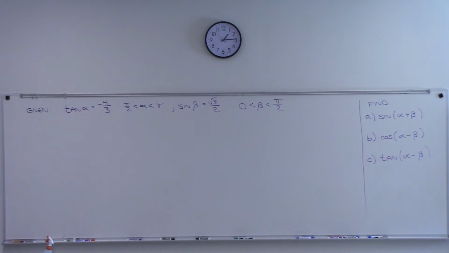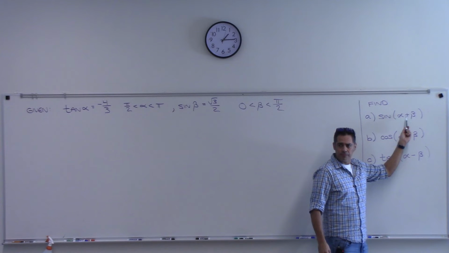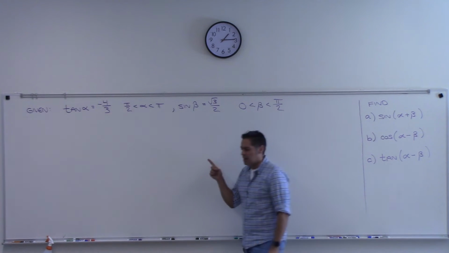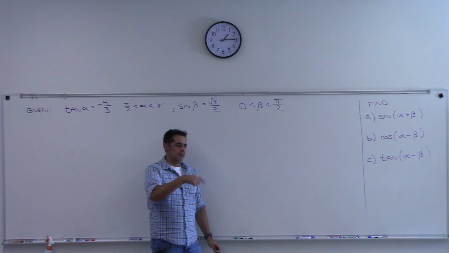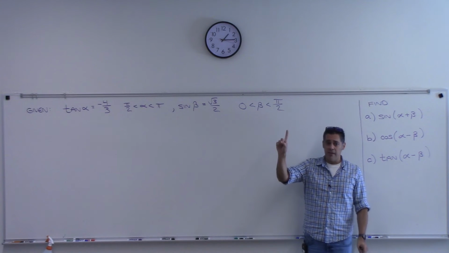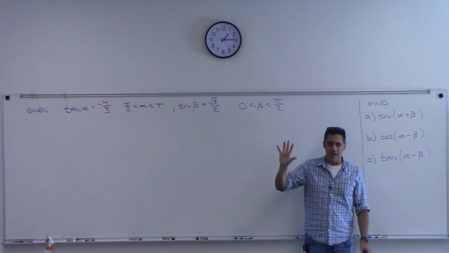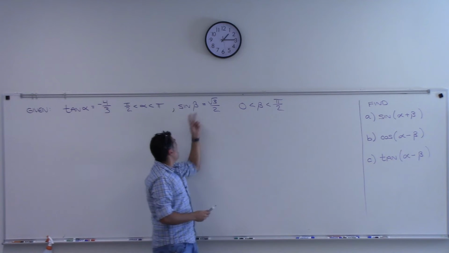Does anyone know what I'm going to do now? If I want to find out what this is, I have a formula for that, don't I? The formula is that is what? Sine alpha times cosine beta plus cosine alpha sine beta, right? So in order to figure out what this is, I need to know what sine of alpha is, what cosine of alpha is, what sine of beta is, and what cosine of beta is, right? I need all of those things. The only information I'm given is what tangent of alpha is and what sine of beta is.